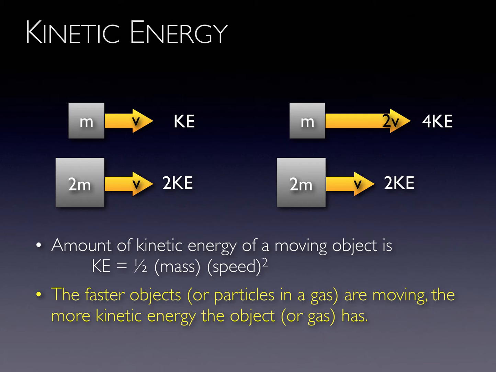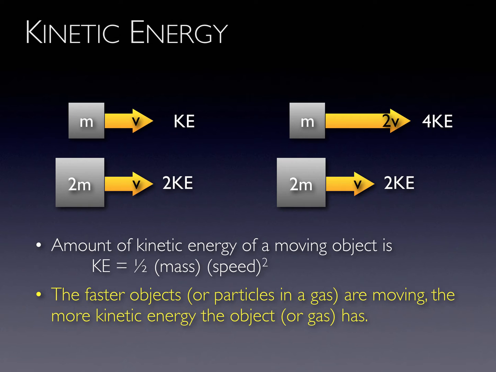The two blocks on the left are moving at the same speed, but the block with twice the mass will have twice the kinetic energy. The two top blocks have the same mass. The block on the right is moving with twice the speed, so it has 2 squared, or 4, times the kinetic energy. Compare both right blocks.